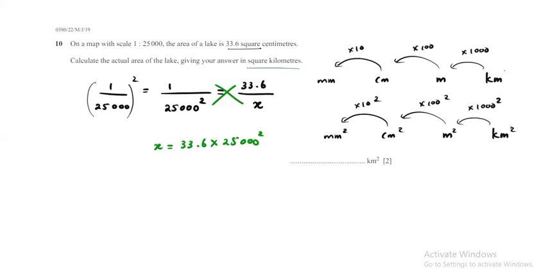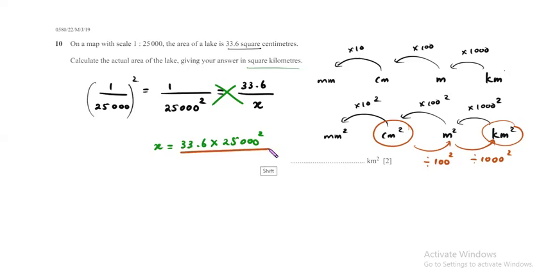Now I need to convert square centimeters to square kilometers. So I need to go this way. That means I need to convert it into square meters first and then square kilometers, which means when I go the other way around, I have to divide. So I need to divide by 100 squared and then by 1,000 squared. This amount that I have here, I need to divide by 100 squared and then 1,000 squared to find the value of x. That will give me the actual area of the lake in square kilometers.